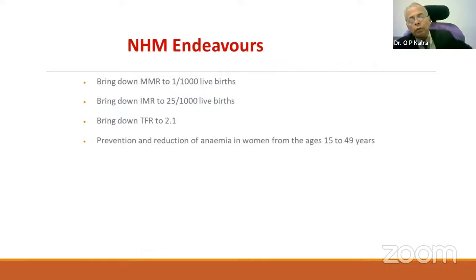We aim that we should be able to bring the maternal mortality rate to less than 1 per 1,000 live births, infant mortality rate to less than 25 per 1,000 live births, and fertility rate also is to be brought down. So there are various targets. I will not go into minor details of all these targets.